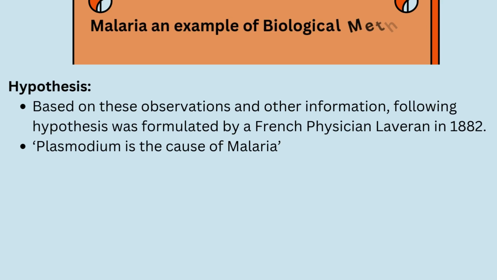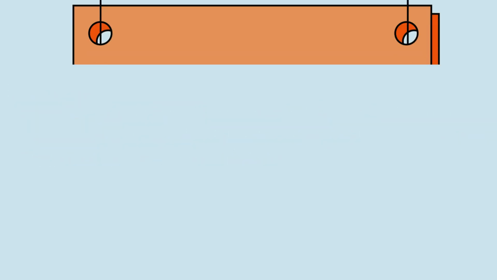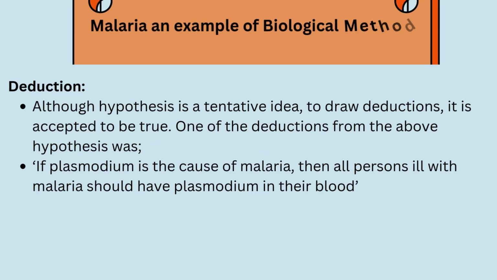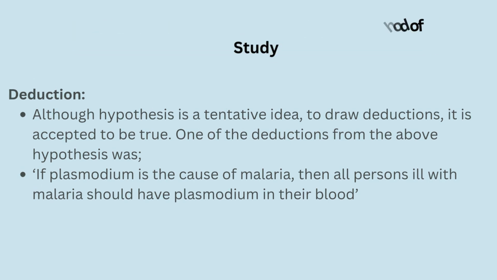Based on these observations and other information, the following hypothesis was formulated by a French physician, Laveran, in 1882: Plasmodium is the cause of malaria. Although hypothesis is a tentative idea, to draw deductions it is accepted to be true. One of the deductions from the above hypothesis was: if Plasmodium is the cause of malaria, then all persons ill with malaria should have Plasmodium in their blood.